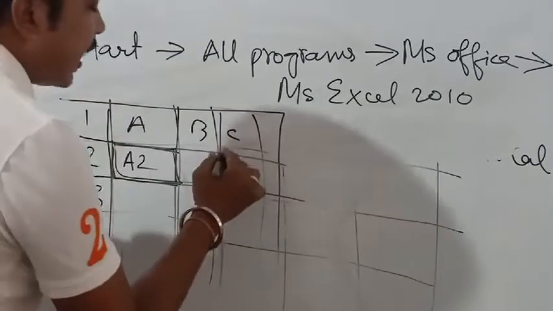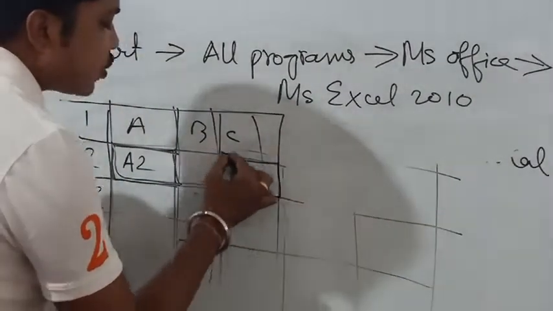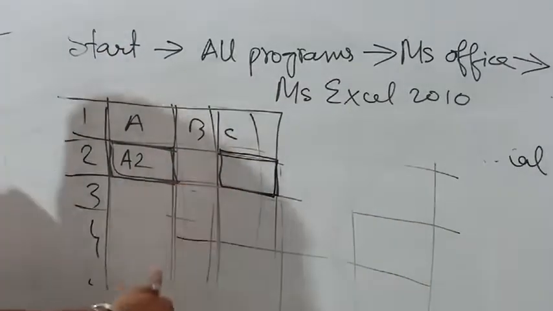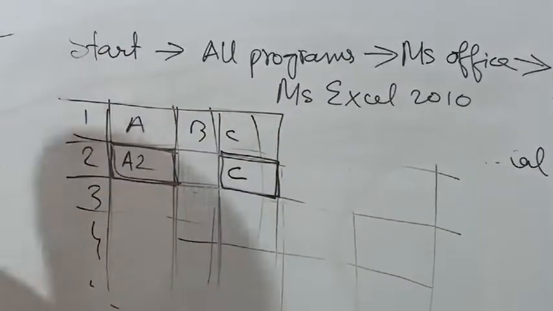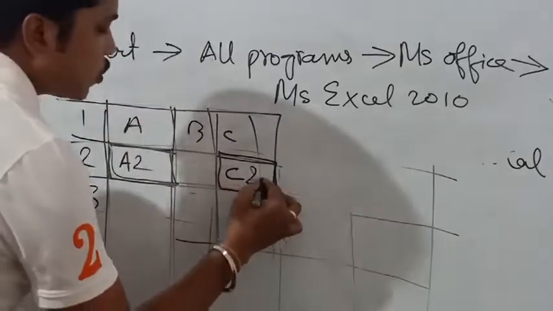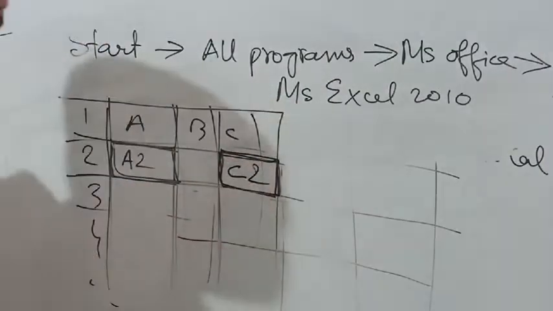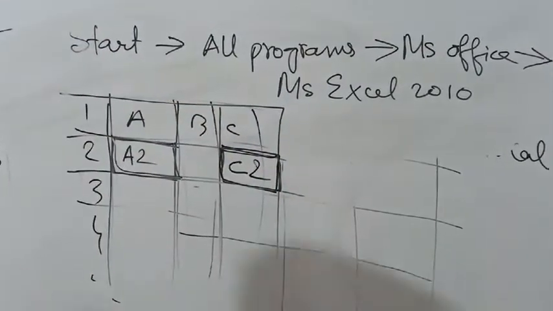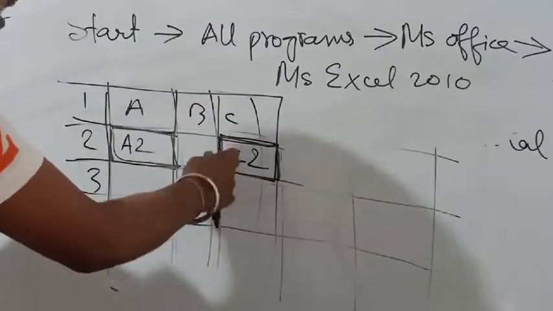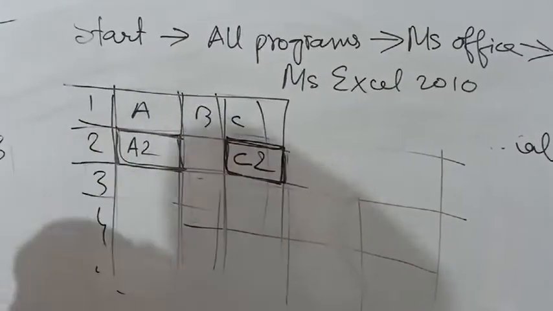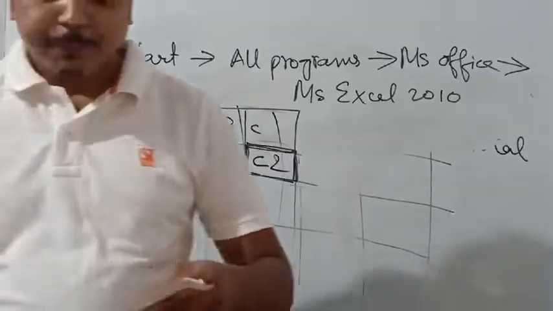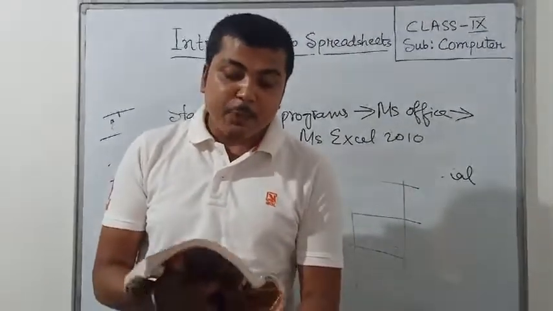In the same way, what will be the address of this cell? It is in column C and row 2. So the address of this cell will be C2. So the address of a cell is defined by the column name and the row number.